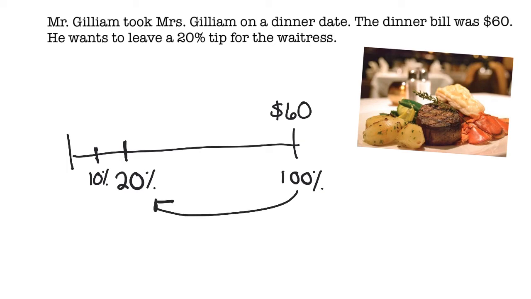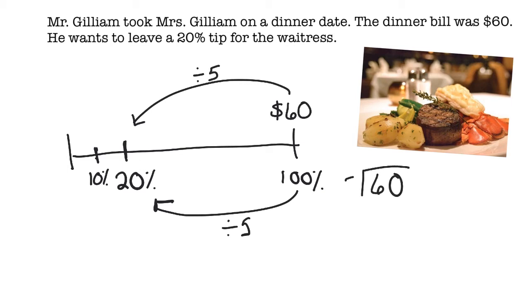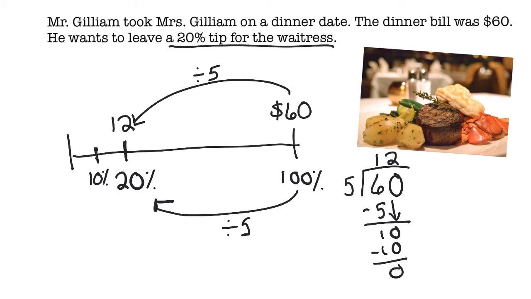Well, 100% down to 20% is a divide by 5. So that means I'm going to do the same thing for the 60. I'm going to divide it by 5. So 60 divided by 5. 5 goes into 6 one time with a remainder of 1, bring your 0 down. You have 10. That goes in there twice with no remainder. So if Mr. Gillum was going to leave a 20% tip for the waitress, he's going to leave $12 extra. That'd be a total cost of $72 for your meal.